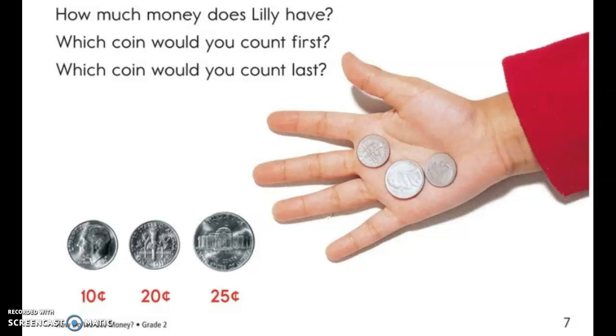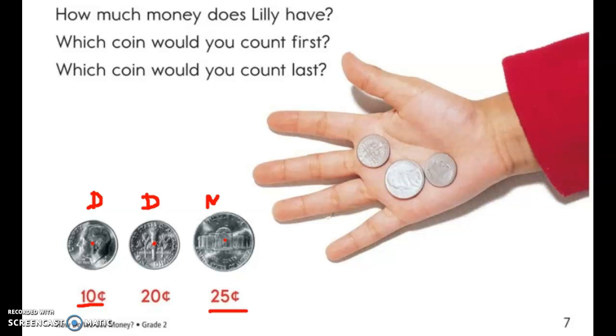Well, how much money does Lily have? Which coin will you count first? Lily has a dime, a nickel, and a dime. Which coin would you count last? If you begin with the model we talked about, which I really like, where the coins worth the most go first, I will begin with my dimes and I will do the nickel last. Dime, dime, nickel. So 10, 20, switch my brain to 5, 20 and 5 will be 25. Lily has a total of 25 cents.